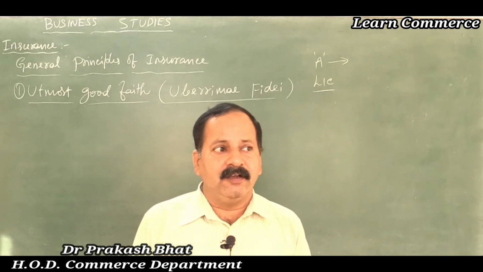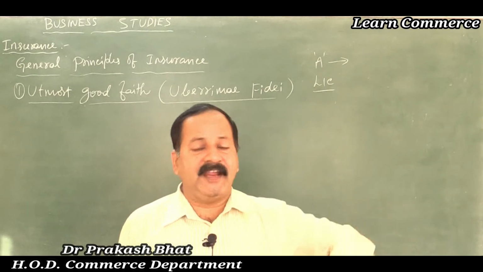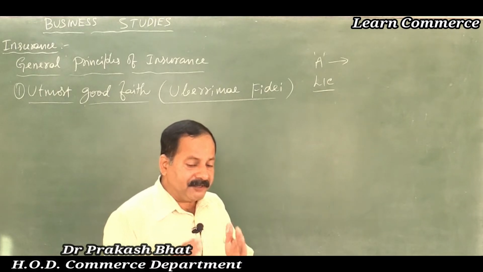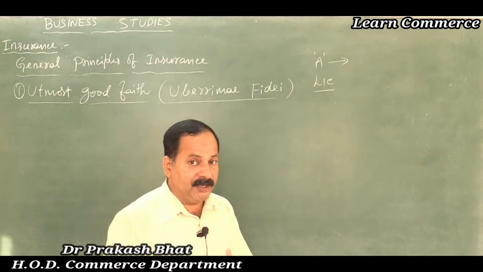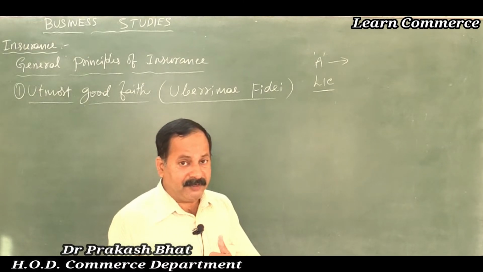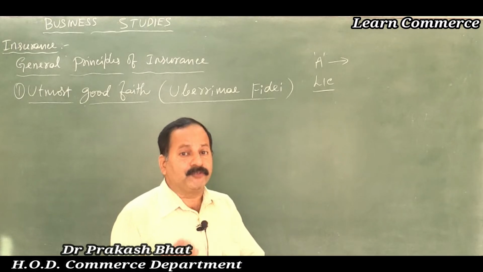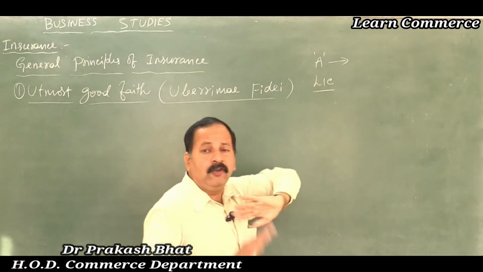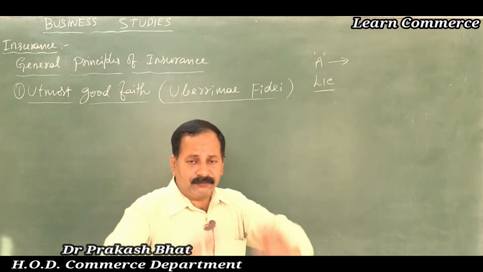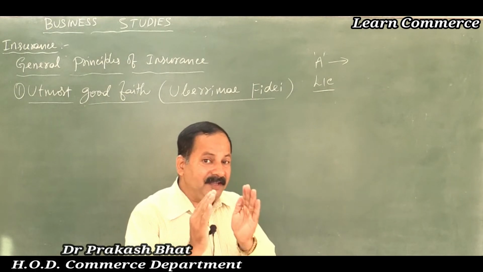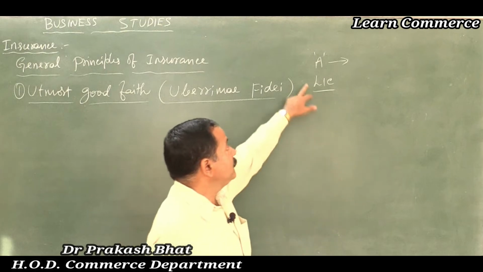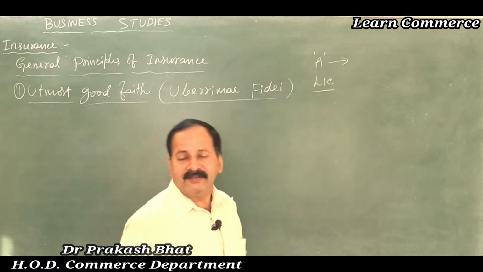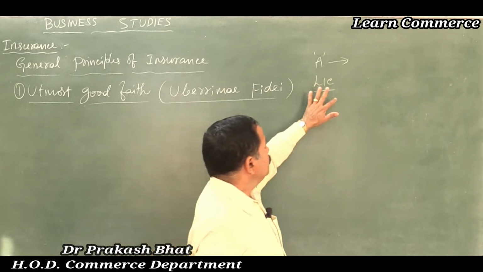Suppose insurance is taken on the house of Mr. A, then Mr. A must disclose all the documents related to the property, whether he is the legal owner or whether he has taken that property on rental basis or how it belongs to him. When the company asks for those documents, Mr. A must submit all those documents to the company. He has to explain everything about the material fact or the property that is insured, for which the LIC has agreed to compensate. Okay.